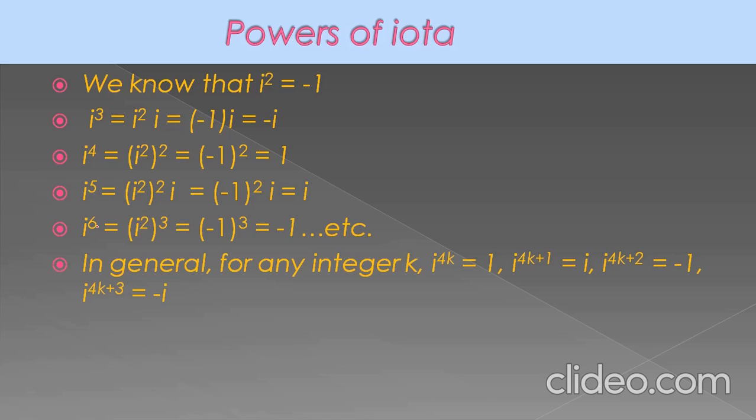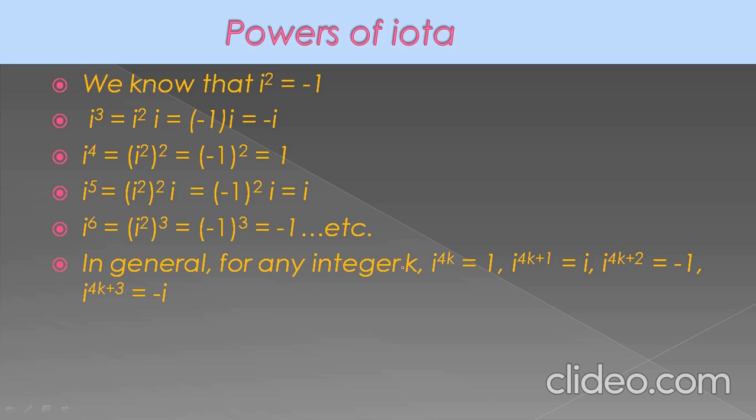Now we find out iota to the power 6. That can be written as cube of iota square. Now iota square is minus 1, so it becomes cube of minus 1, that is equal to minus 1, and so on. We can find out other powers, and the values we get will be minus 1 or minus iota or 1 or iota.